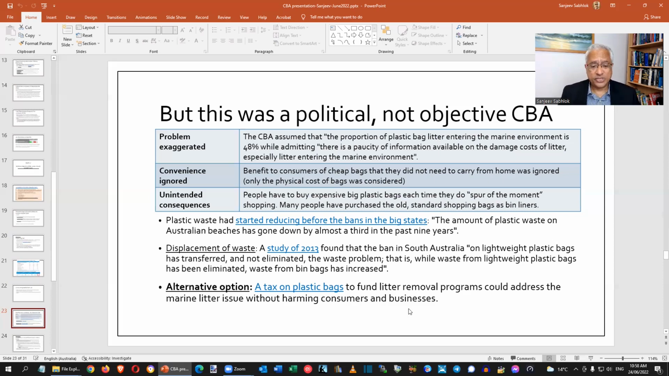Sorry, this is not litter. This is waste. But we're talking about litter. And so the litter problem has not been analyzed properly. We're making wild assumptions in this cost benefit analysis. It was a very badly done cost benefit analysis.